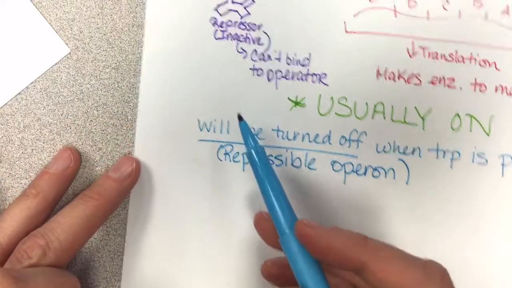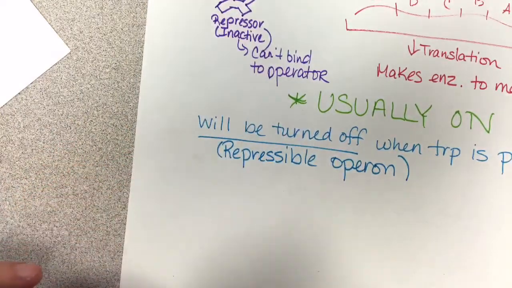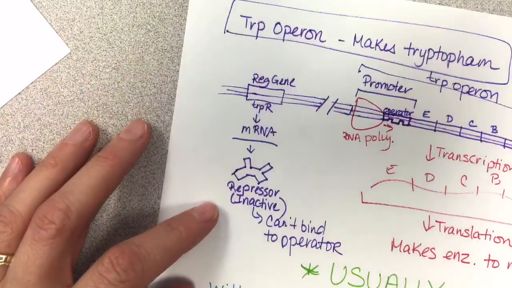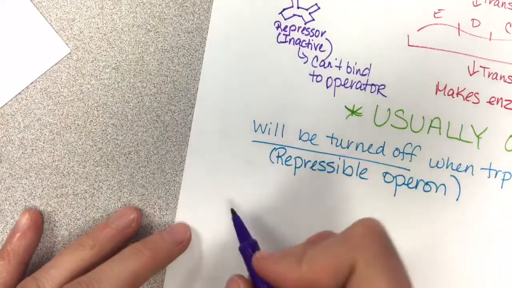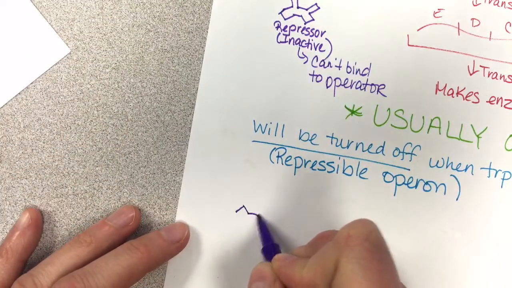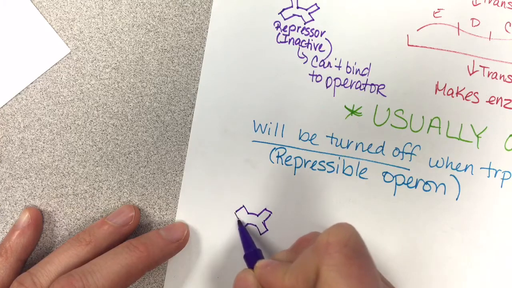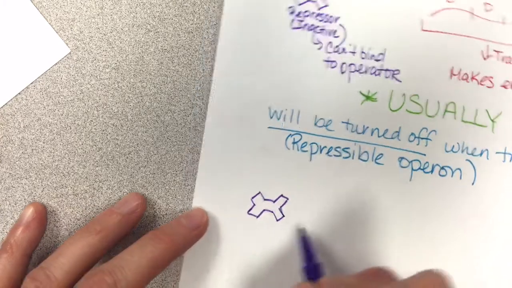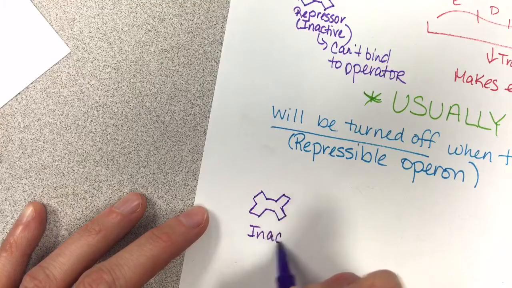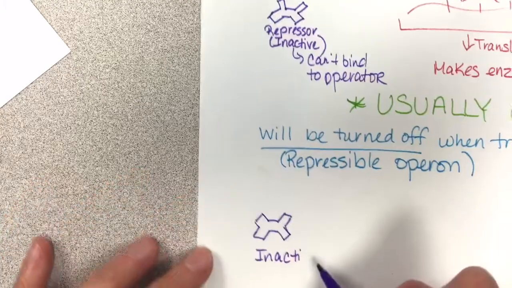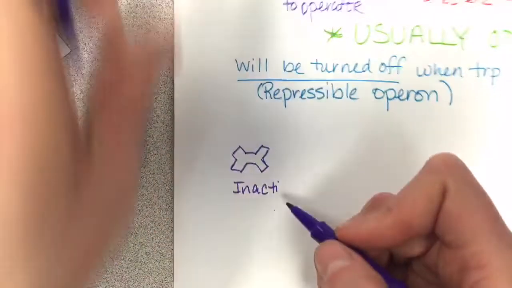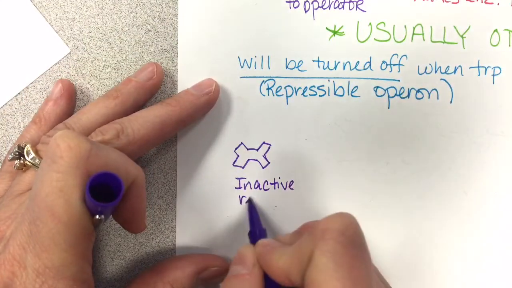So what happens when tryptophan is present? If we go back to this picture here, when tryptophan is present, what it does is, if this is your inactive repressor, okay, so this is the inactive repressor.